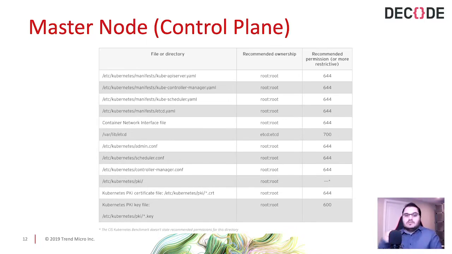According to the CIS Kubernetes benchmark, version 1.5.1 was released a few months ago, I think, there are some critical files on your master node that are important for you to manage and to monitor for their ownership and permissions, right? Those files are listed there in the slides. If any permissions or ownership changes, you should be alerted about that because something might be going on in your cluster.